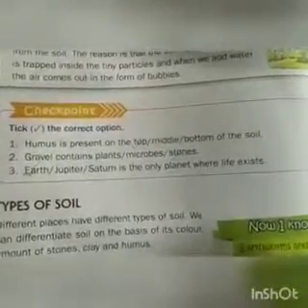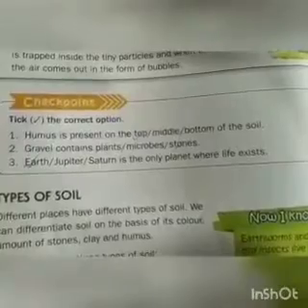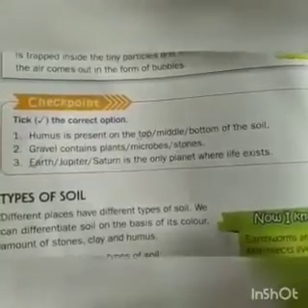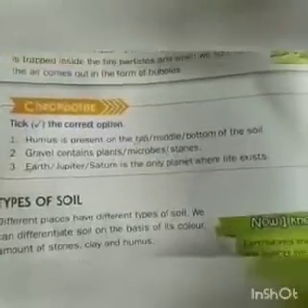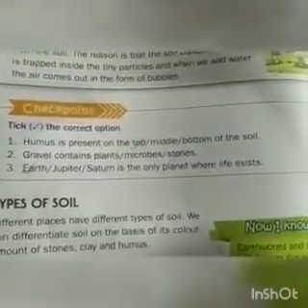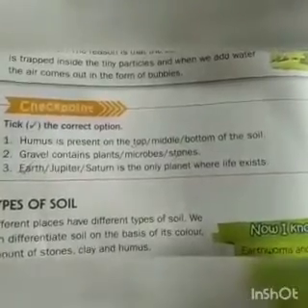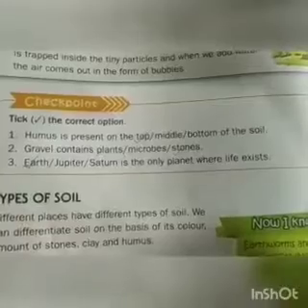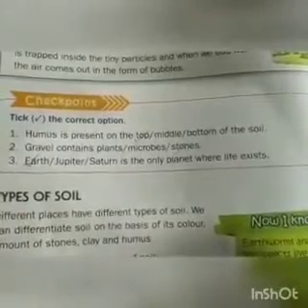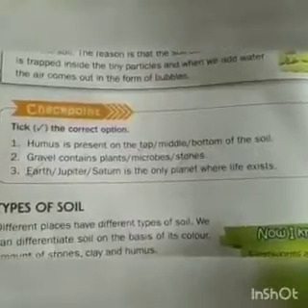So after that, checkpoint. Tick the correct option. Humus is present on the top of the soil. So give a tick on top. Gravel contains stones. So we have discussed it, isn't it? Gravel contains stones. After that, Earth is the only planet where life exists. So put a tick on Earth.